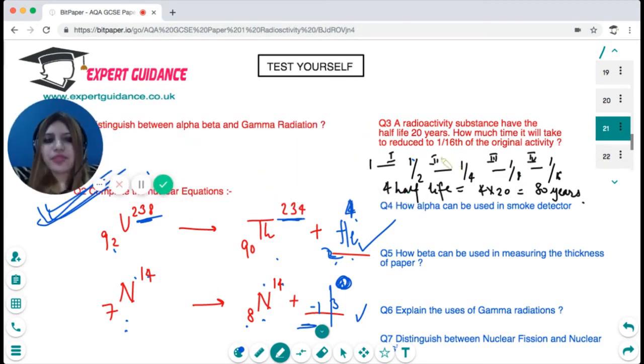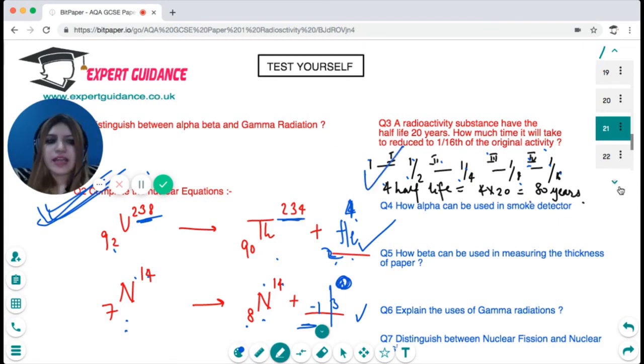For number 3, we start with 1. In 1 half-life, it will be 1/2. Second half-life, a 1/4. Third half-life, a 1/8. And then fourth half-life, a 1/16. So for 1/16 of the value, we require 4 half-lives. 1 half-life is 20 years. 4 half-lives is 80 years.